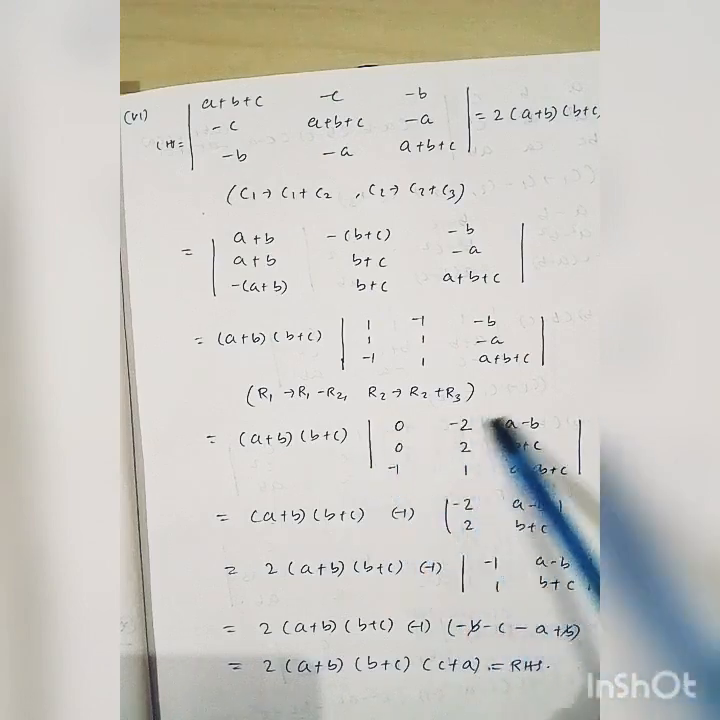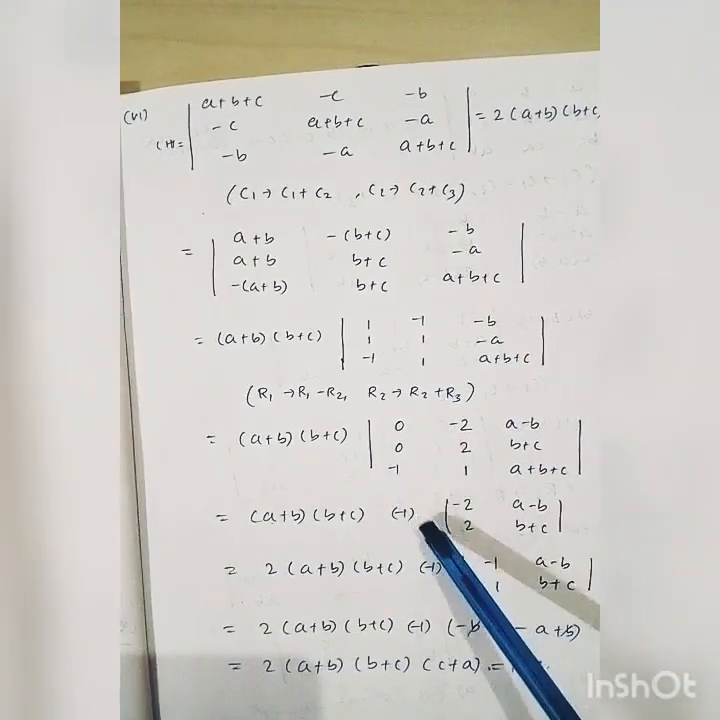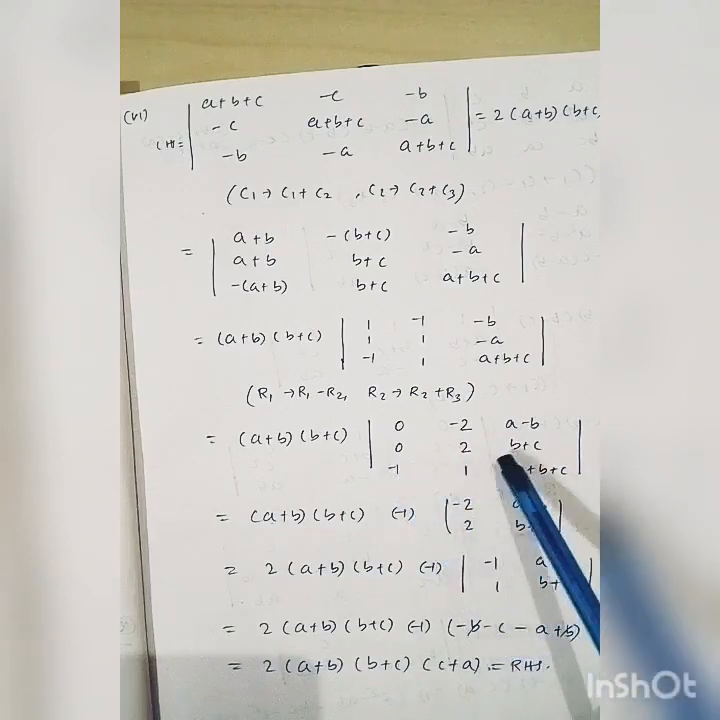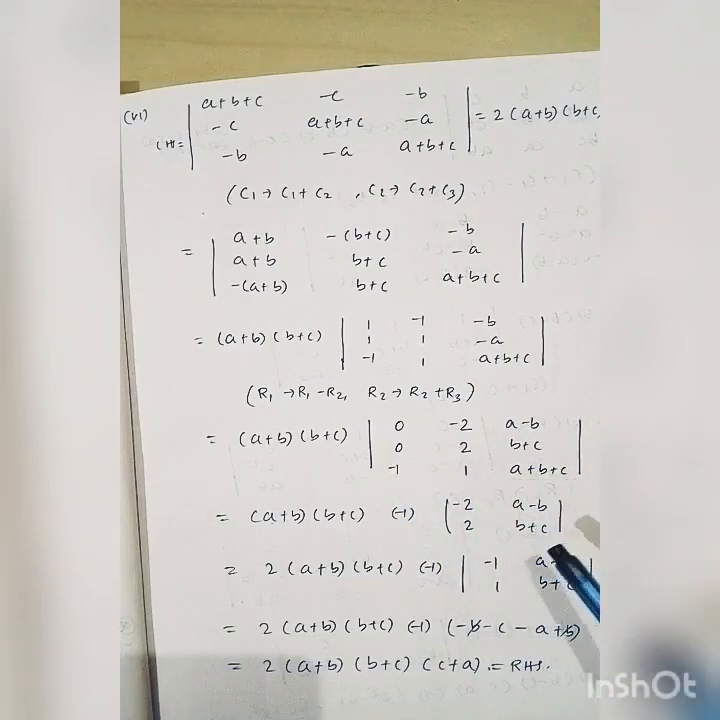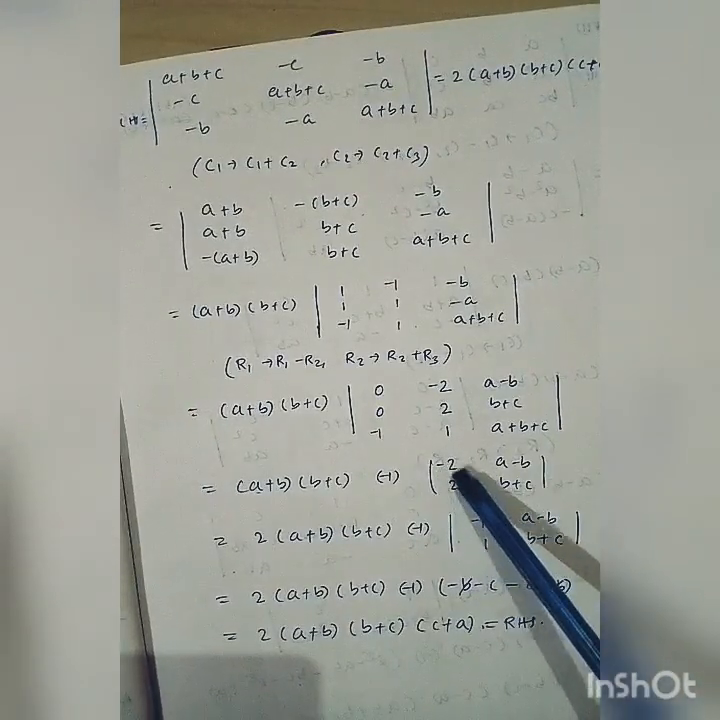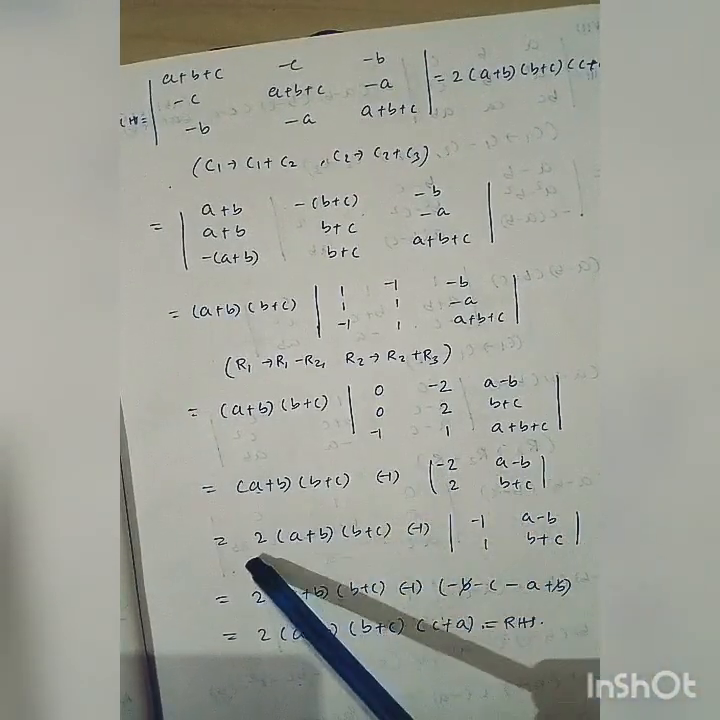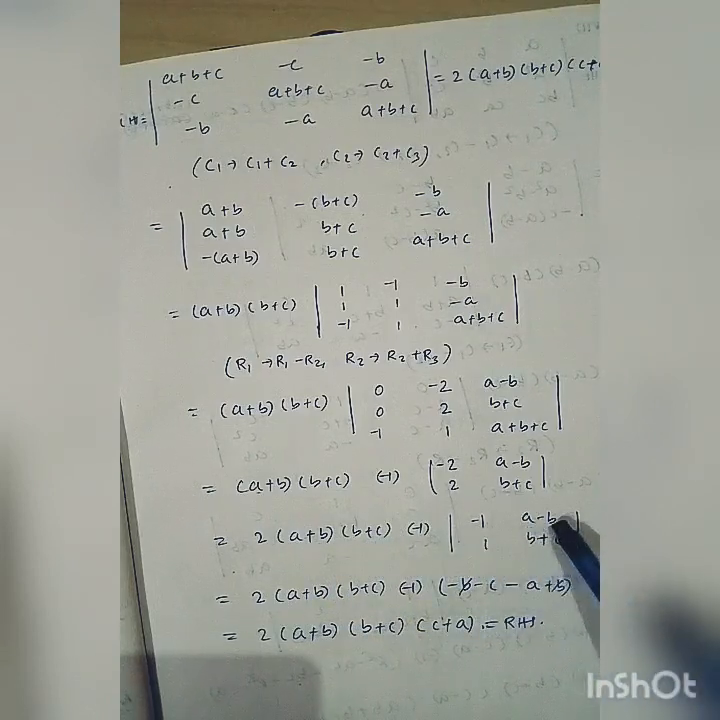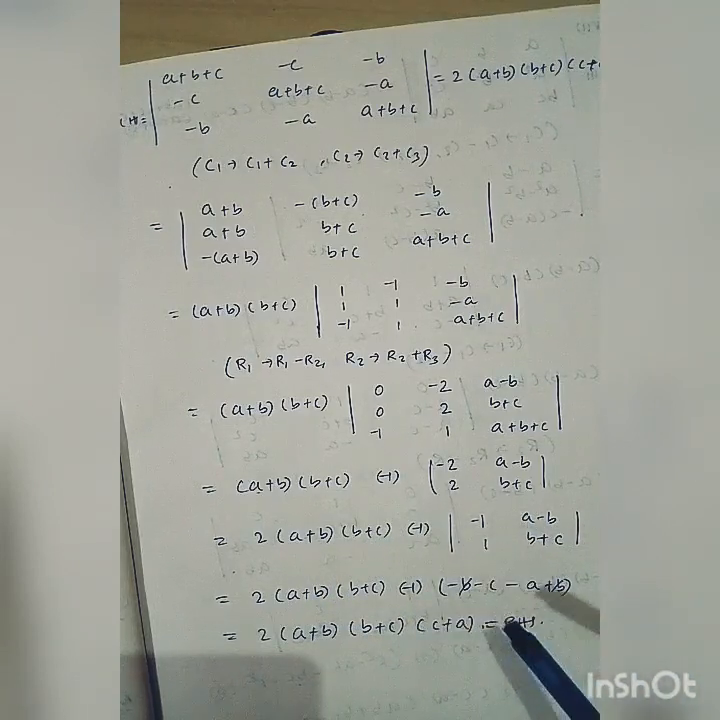Again expanding this determinant along column 1, we get minus 1 into, by deleting third row and first column, it is minus 2a minus b into b plus c. Again taking common 2 from column 1, there is 2 into a plus b plus c, it is again minus 1, that is minus 1 1 a plus b plus c. Again by solving we get this.